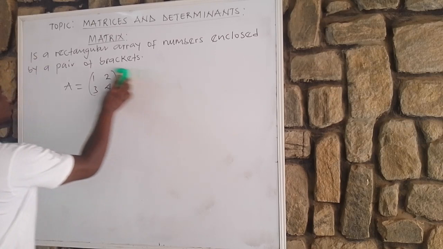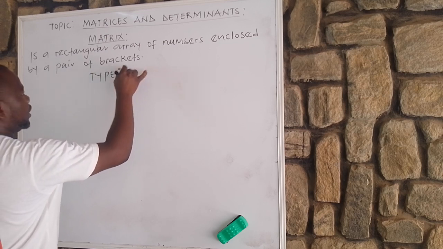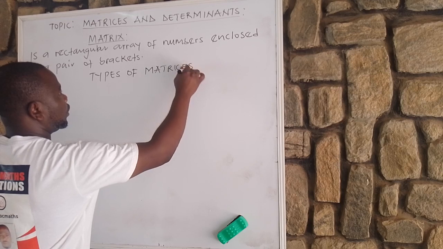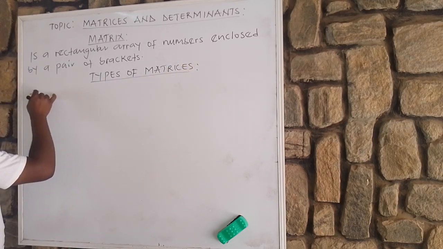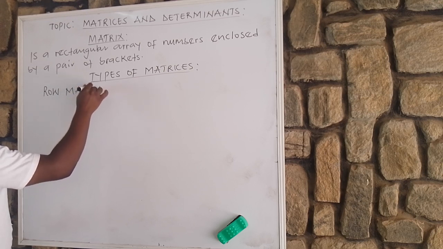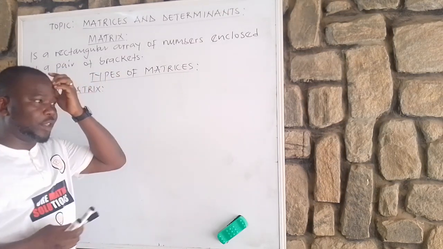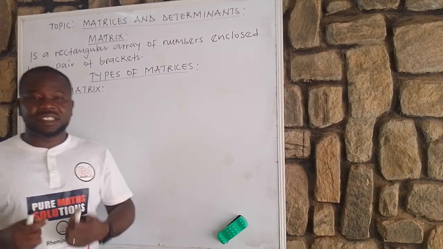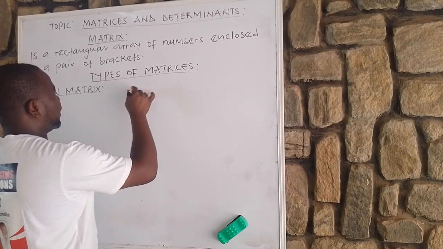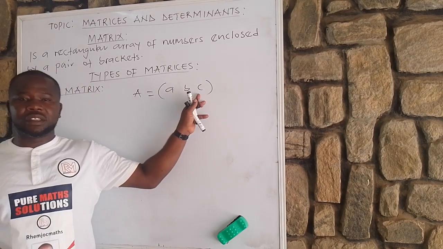Okay, so now let us look at types of matrices. One, we have the row matrix. When we say row matrix, I have explained it before. If you recall, a row matrix has only one row, that is, A equals A, B, C. We call this a row matrix.